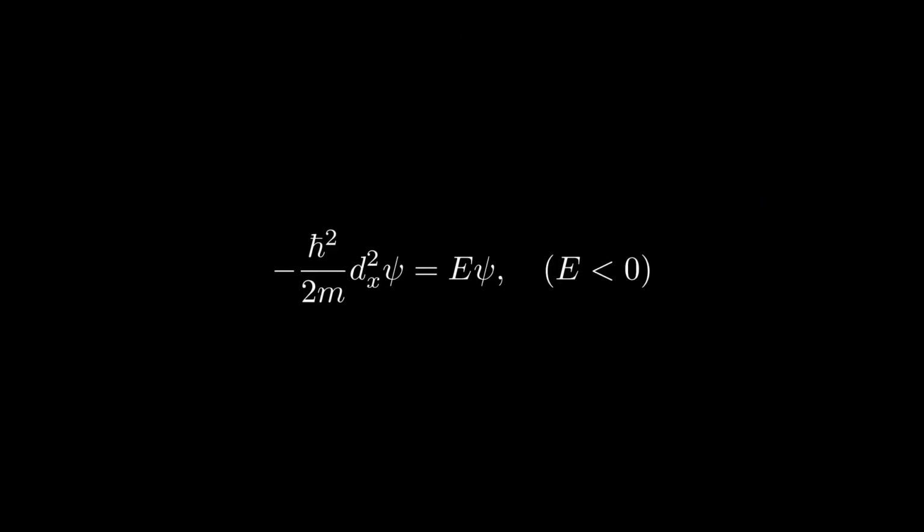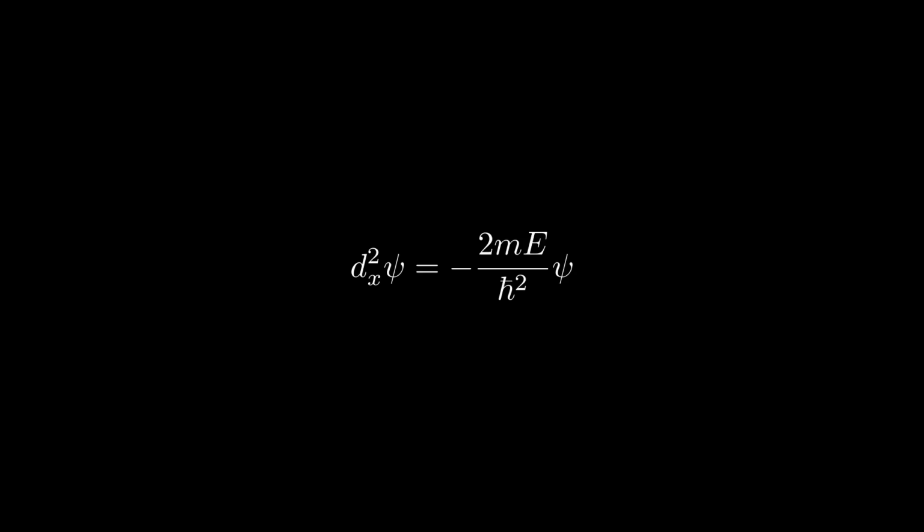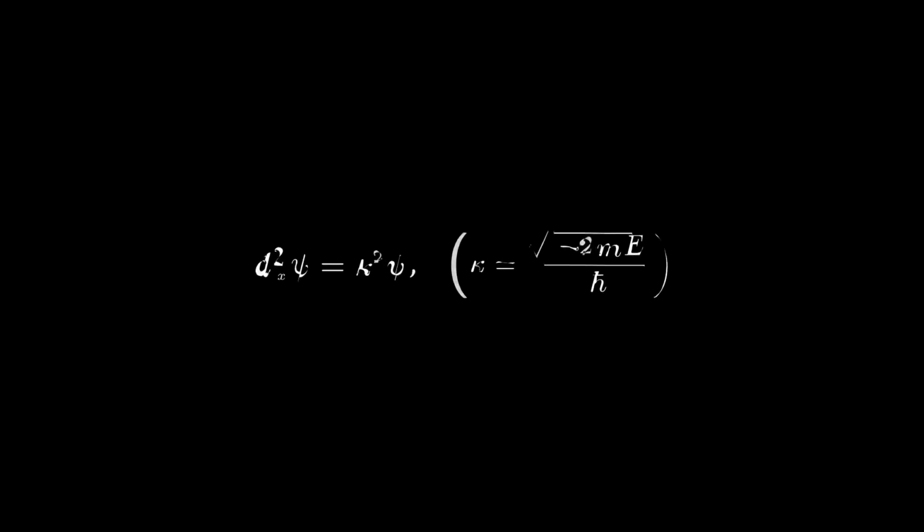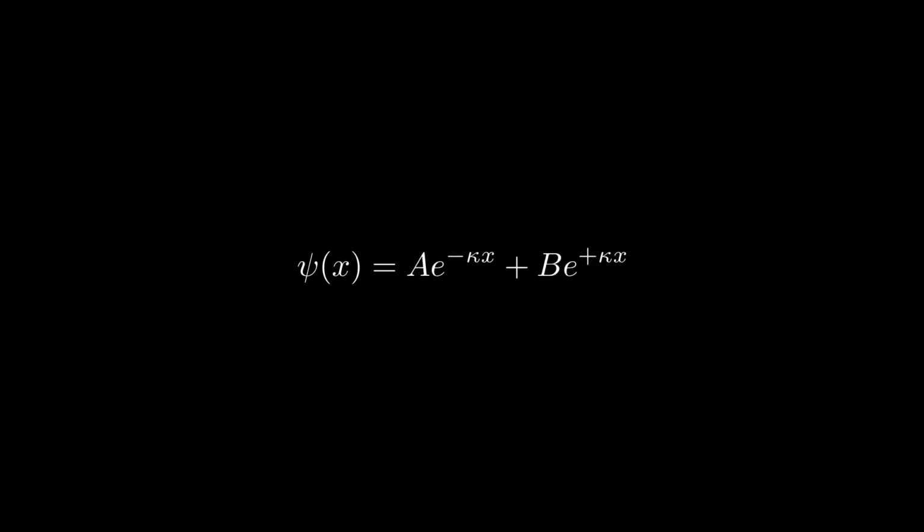Since V(x) is less than or equal to 0, we have that E must be less than 0 for any bound states, as if E is any larger, the particle would no longer be bounded by the potential. Since E is negative, solving the ODE yields exponential solutions rather than sine and cosine waves, as we got when E was positive, like in the infinite square well case.